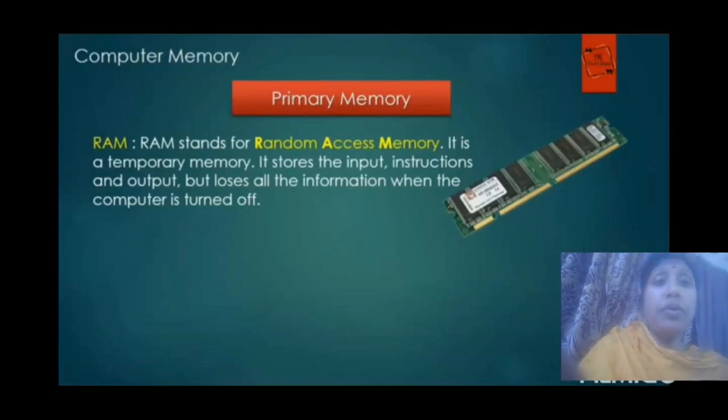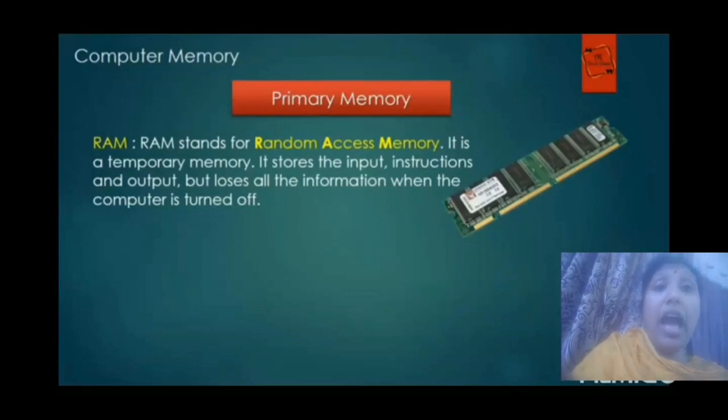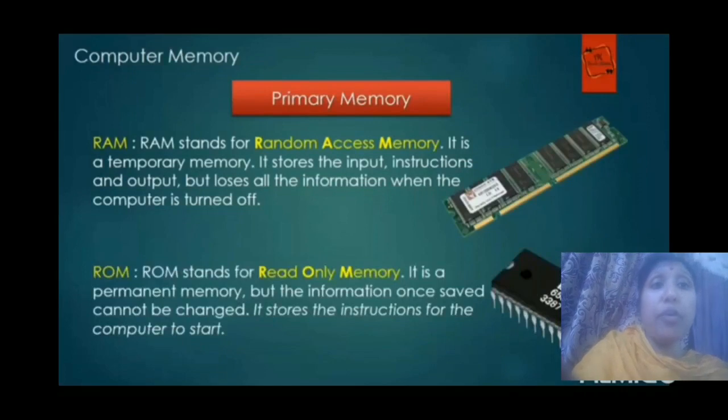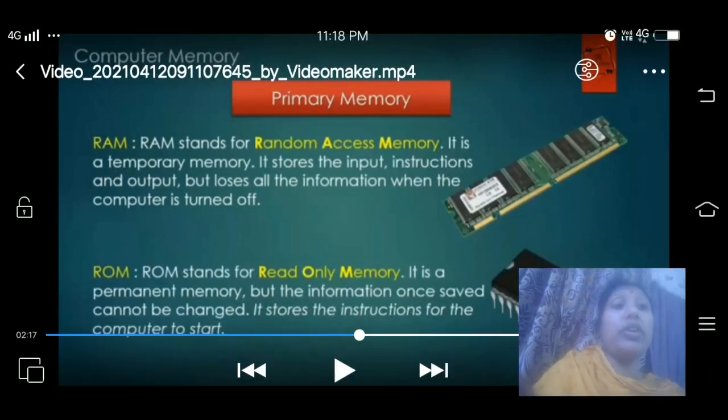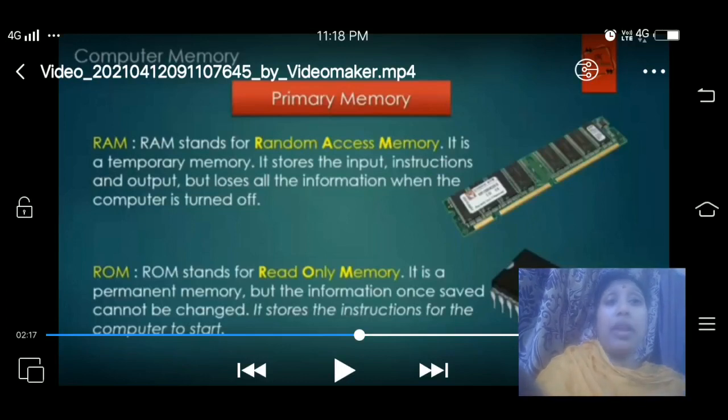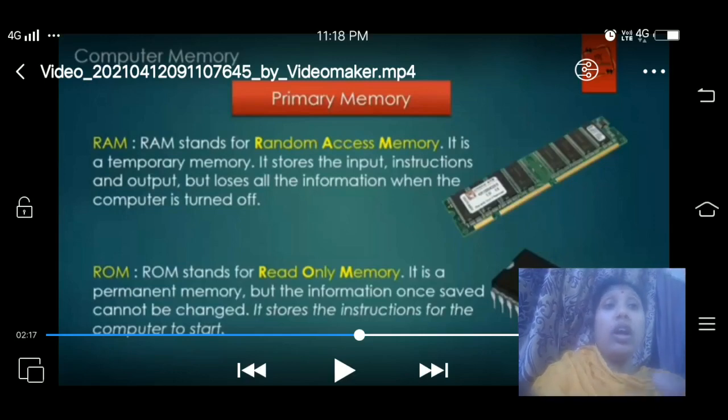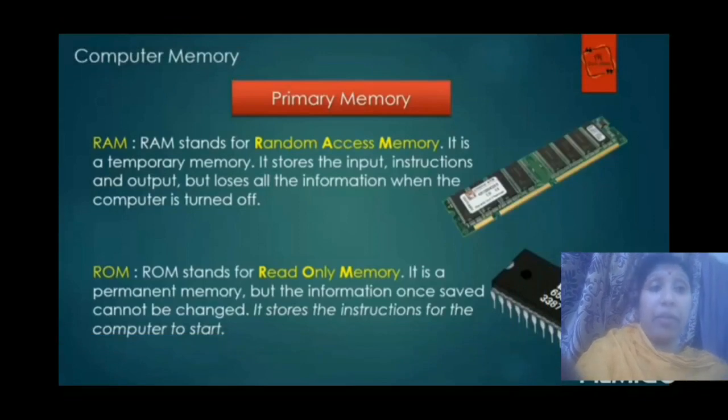We know memory is of two types, primary memory and secondary memory. Under primary memory there is RAM. Now, what is RAM? RAM stands for random access memory. It is a temporary memory. See, it is a temporary memory. It stores the input, instruction and output, but loses all the information when the computer is turned off. Now children, as I have said, primary memory is the main memory, so you will find speed in the primary memory. Whatever you process, there is speed.